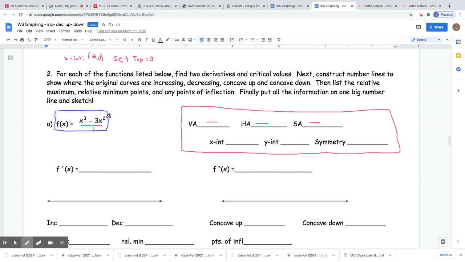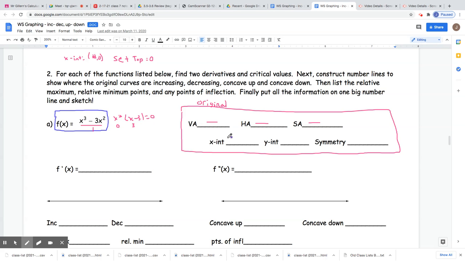So we're setting x cubed minus 3x squared equal to 0. Remember, all of this stuff here, these things I have in a box, is all based off of the original. Nothing to do with the derivative yet. It's all based off the original. So if I set this equal to 0, what can I do? I can take out an x squared, and I'm left with x minus 3. So I'm left with 0 and 3. That's where it hits the x-axis.